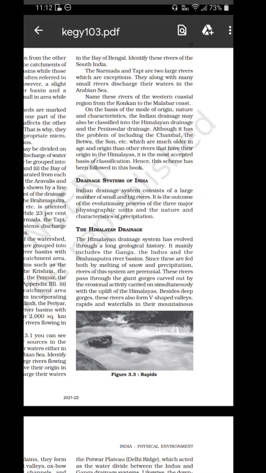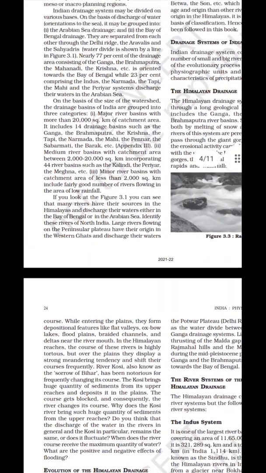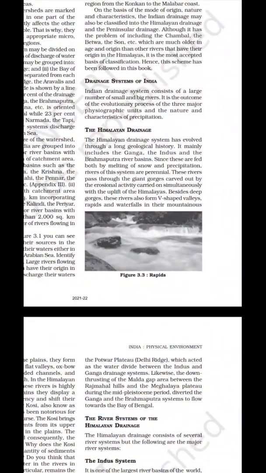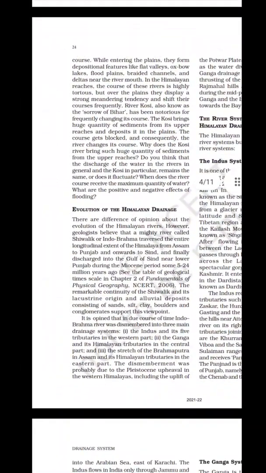These rivers pass through deep gorges carved out by the erosional activity carried on simultaneously with the uplift of the Himalayas. Besides deep gorges, these rivers also form V-shaped valleys, rapids and waterfalls in their mountainous course. Take a look at figure 2.3.3, rapids. While entering the plains, they form depositional features like flat valleys, oxbow lakes, floodplains, braided channels, and deltas near the river mouth.